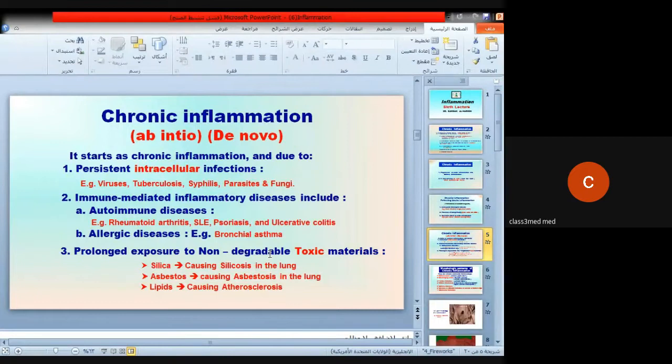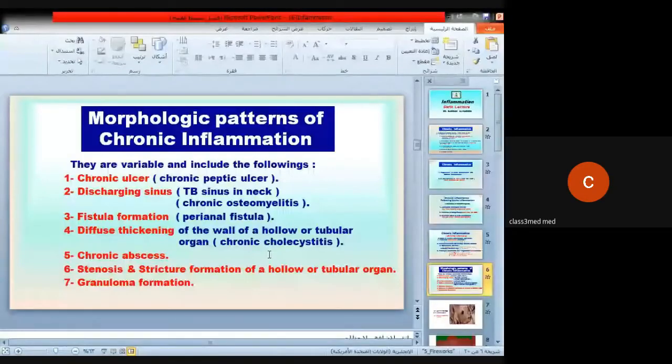These are the examples of chronic diseases of initial. From the start, they are chronic diseases. أي سؤال؟ واضحة مفهومة؟ أخذنا acute نعرف morphologic pattern of acute inflammation. We come to the morphologic pattern of chronic inflammation which are variable and include the phenomena. First, chronic ulcer. يعني chronic inflammation may present as chronic ulcer.